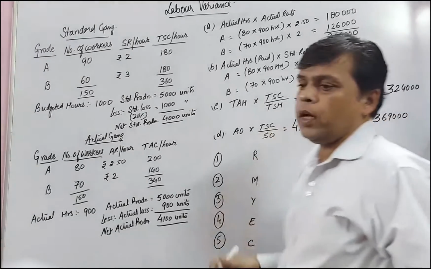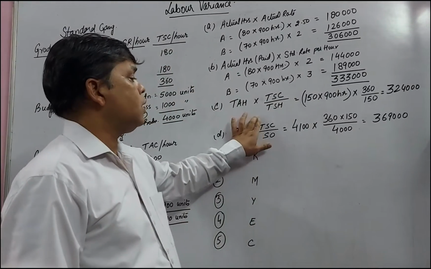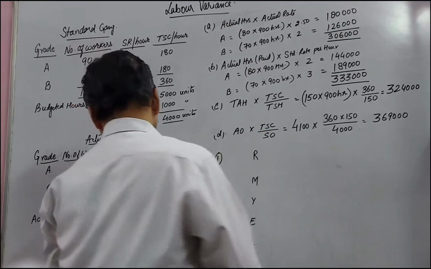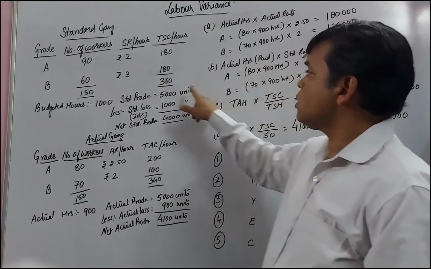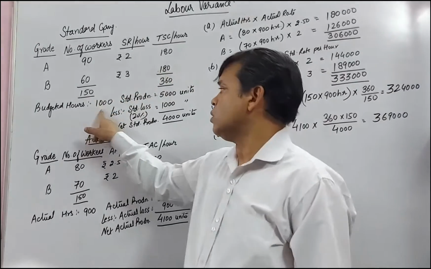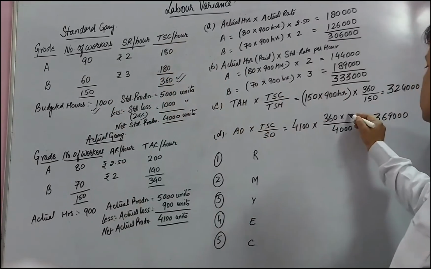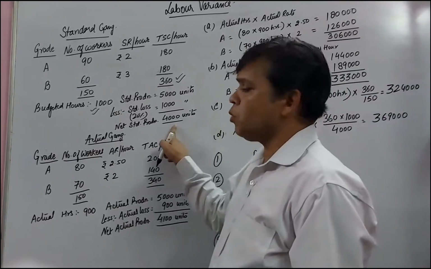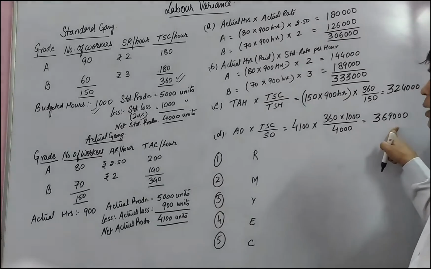And the last thing which we have to calculate is the part D, which is actual output into total standard cost upon total standard output, which is the actual output we have calculated here. It is 4,100 units. Total standard cost per hour is 360 rupees, and number of hours in the standard is 1000. So 360 into 1000 divided by standard output. Standard output is 4,000 units, so this divided by 4,000. This is going to give you 3,69,000.